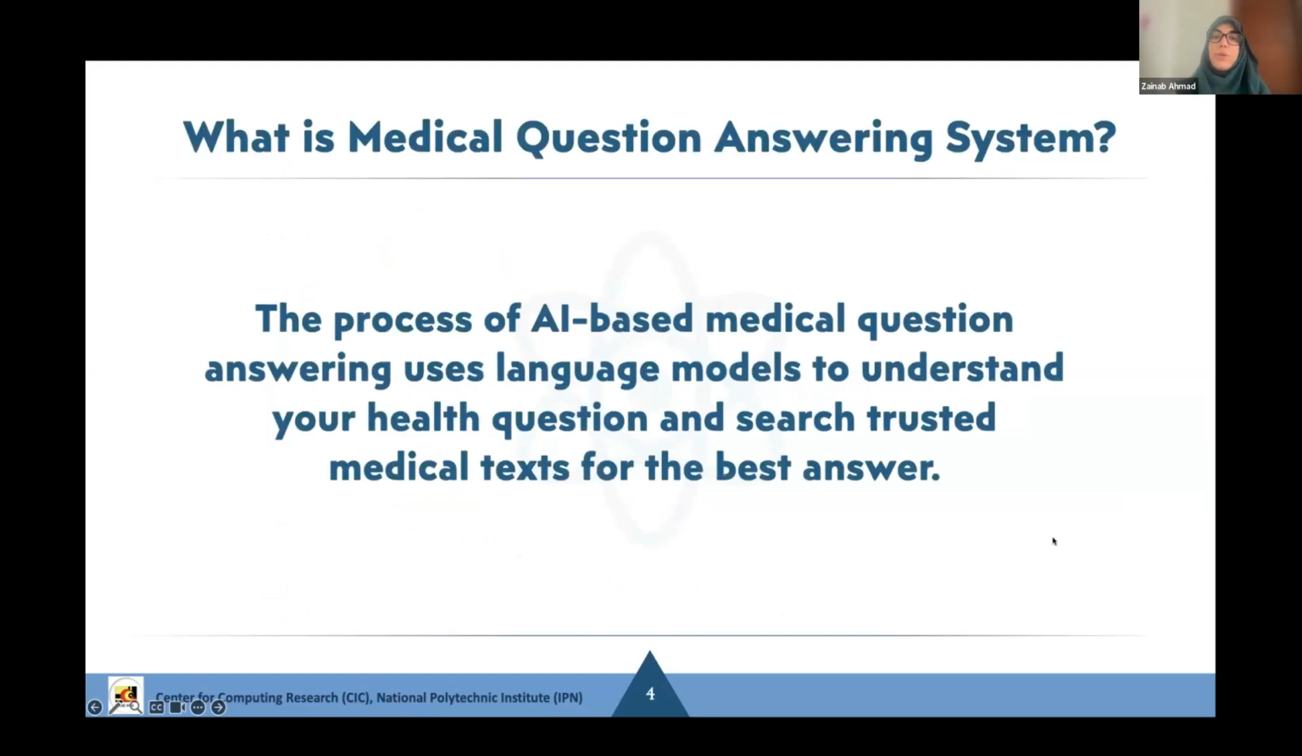Well, the first important question is, what is medical question answering system? So it is the process of AI-based medical question answering, which uses language models or large language models to understand your health questions and search trusted medical texts to find the best answers.